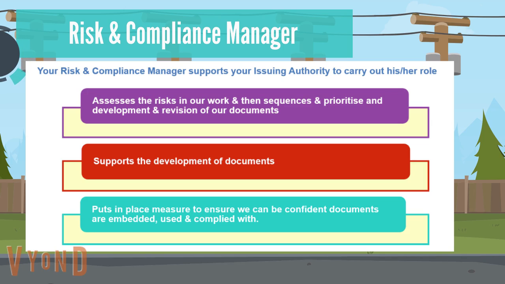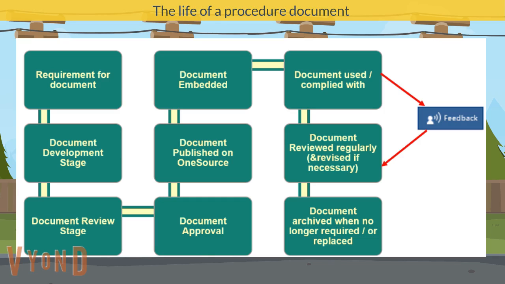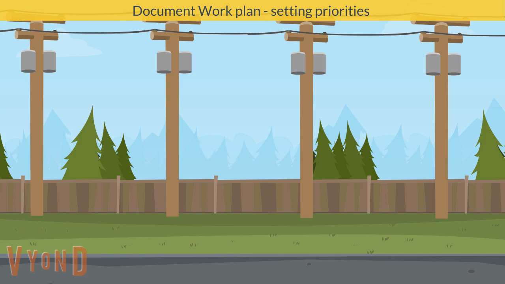And there is a Risk and Compliance Manager in each business line who identifies the risks in the business and then prioritises the sequence that we develop new or revise existing documents in the business. They also support the entire document development process and put in place measures to ensure that we can be confident documents are embedded, used and complied with. So let's look at how procedure is developed, maintained and complied with, and who is involved in doing this.